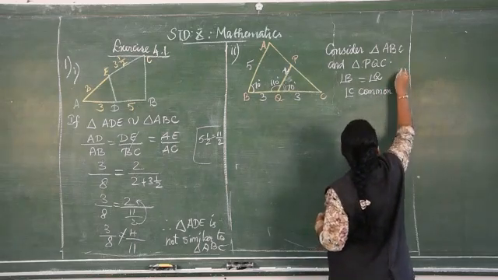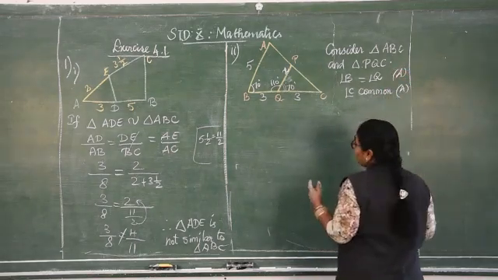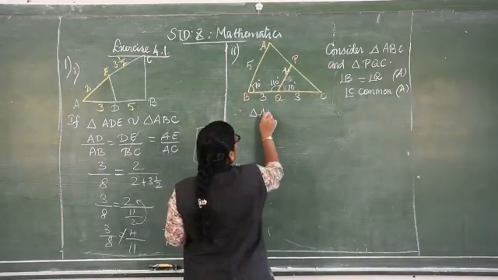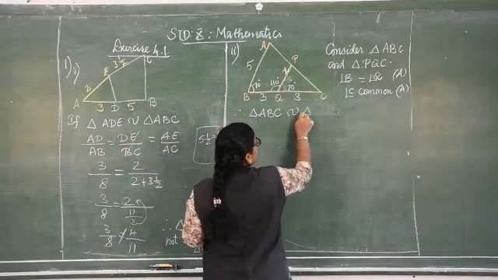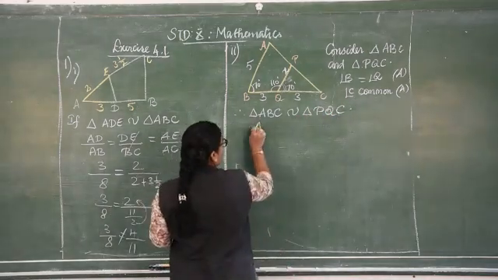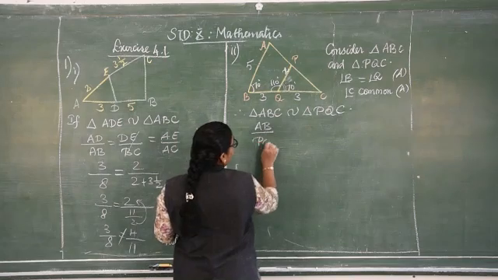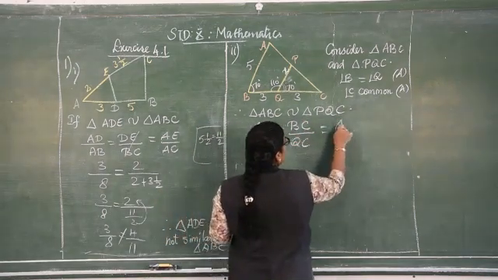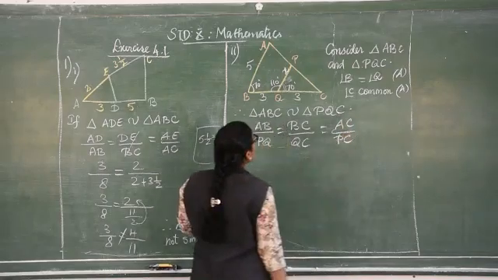So this is your A and this is your A. Therefore these two triangles are similar. So therefore triangle ABC is similar to triangle PQC. So when they are similar, automatically we can write AB by PQ is equal to BC by QC is equal to AC by PC. What are the values?